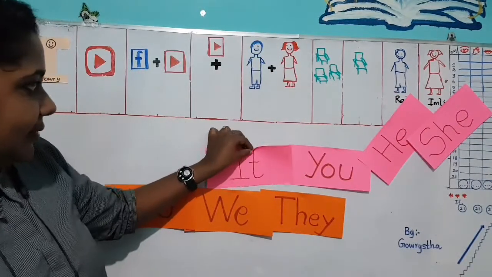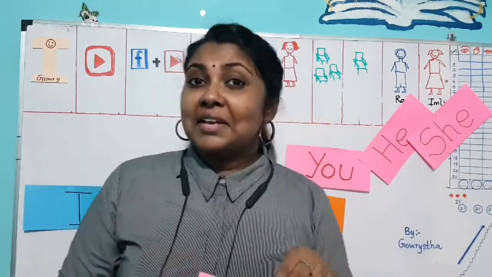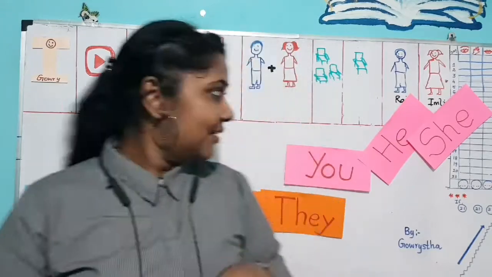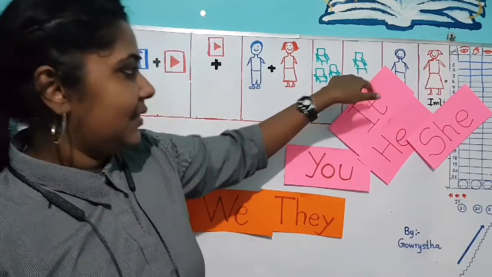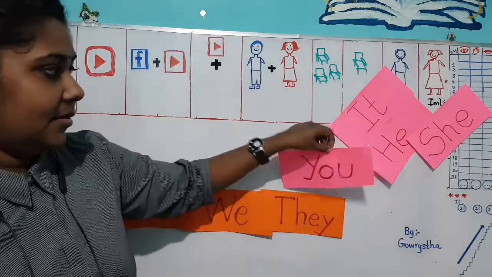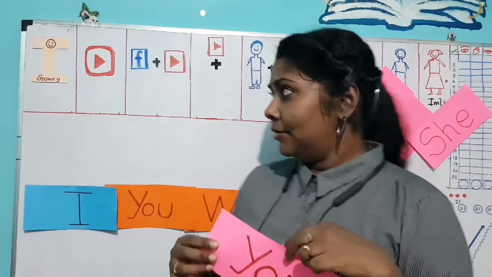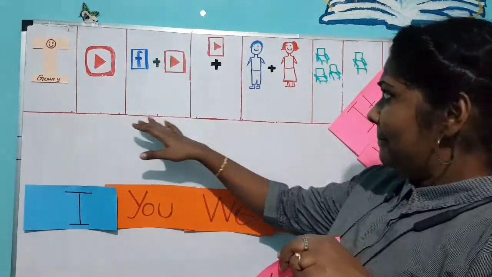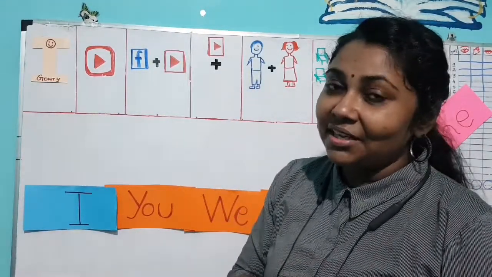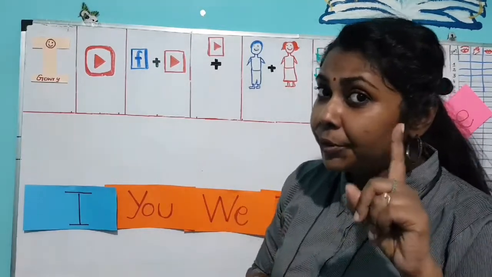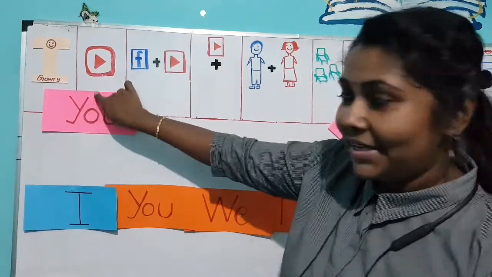Okay. It. It's a chair. Okay. You. Good. You're my YouTube viewer. Okay, very good.